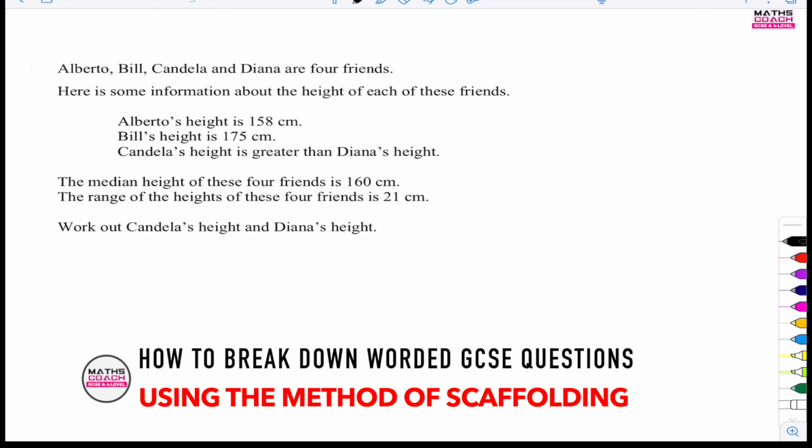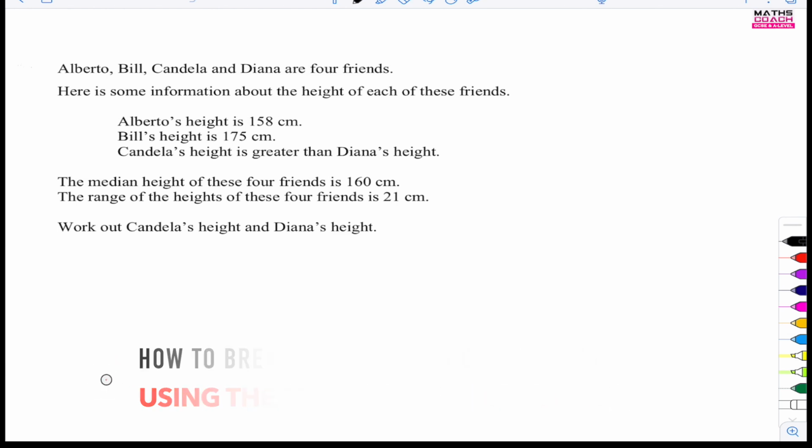So recently I was going through some practice questions for paper 2 and paper 3 for the GCSE Maths exams, and I came across this, and some of my students found this really tricky. So let's have a quick read of the question.